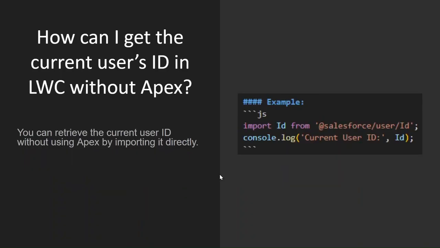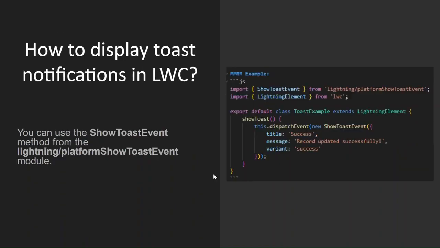So how can I get the current user's ID in LWC without Apex? You can retrieve the current user ID without using Apex by importing it directly. You can see in the example code here that we have imported the current logged in user ID using @salesforce/user/Id, and we can print the ID as well and use it inside our code.